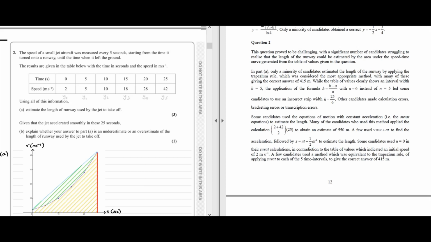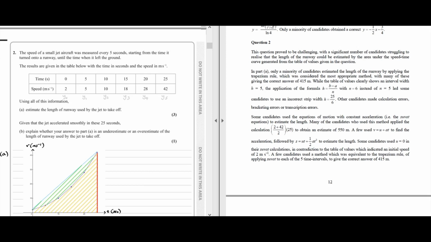While the table of values clearly shows an interval width of h equals 5, the application of the formula h equals b minus a over n, with n equaling 6 instead of n equaling 5, led some candidates to use an incorrect strip width of 25 over 6. I always say that h is the distance between each entry in the table, so the difference between each of these is 5.